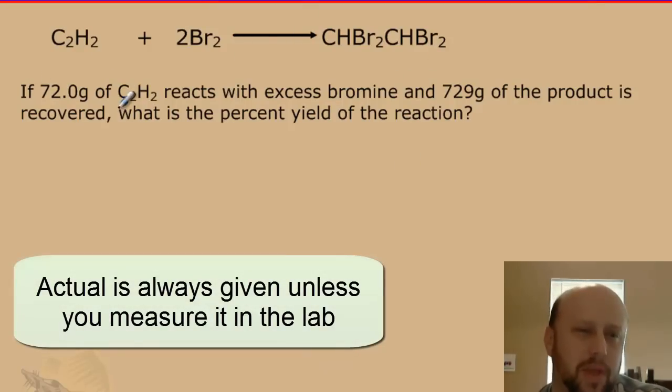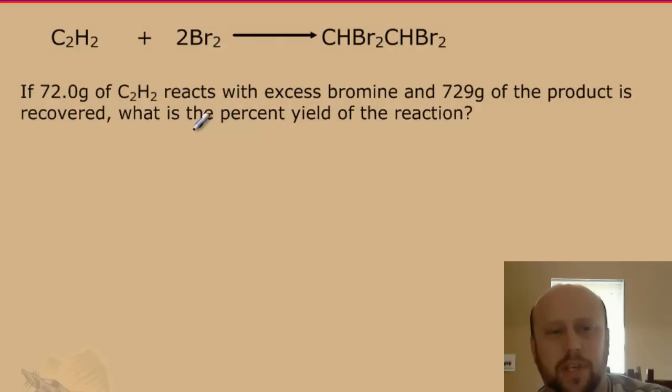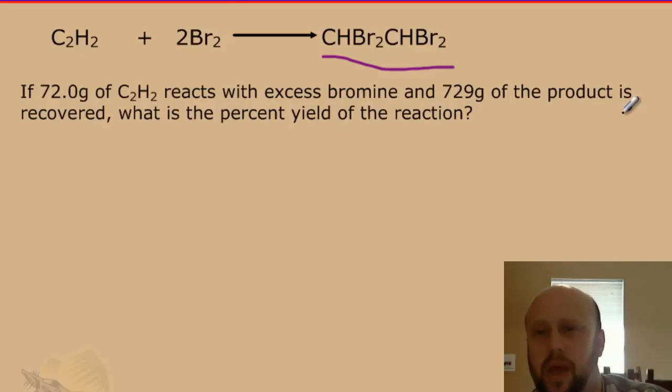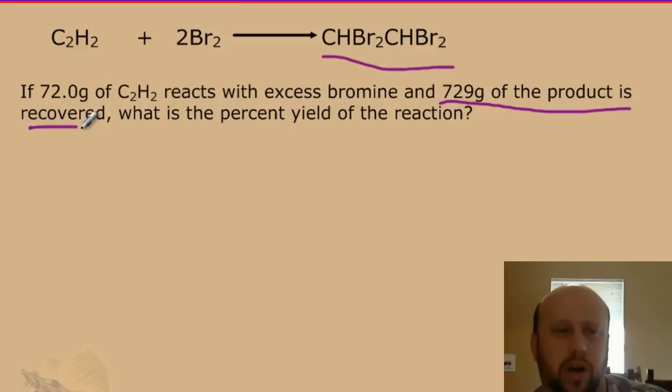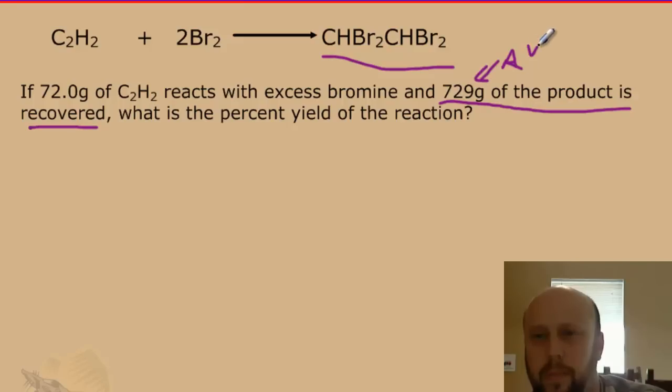Here's how it works. If 72.0 grams of C2H2, that's acetylene, reacts with excess bromine and 729 grams of the product, we're going to call this the product because that's a long formula, is recovered, what is the percent yield? So here's the deal. It says 729 grams of the product is recovered. Automatically I know that that is my actual yield. So that's good news. That's one thing that I don't have to calculate.